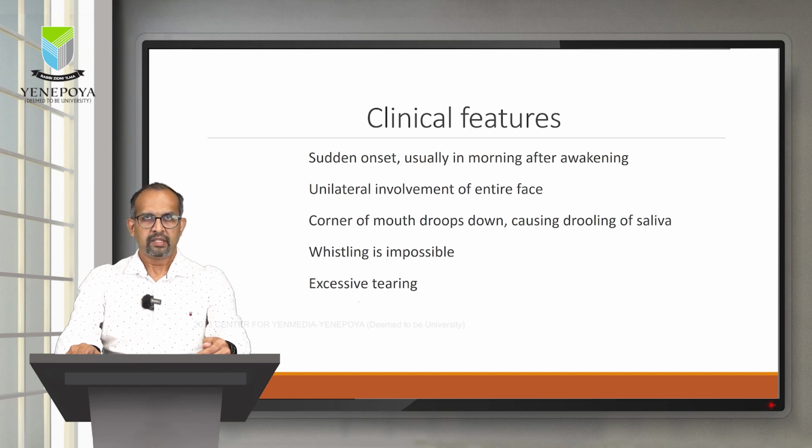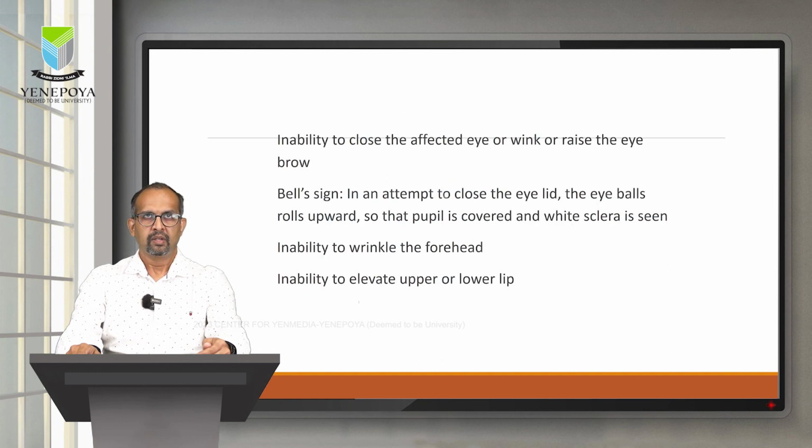The sudden onset, usually in the morning after awakening, is the commonest symptom of Bell's palsy. There is unilateral involvement of the entire face, one side of the face. The corner of the mouth droops down, causing drooling of saliva. Whistling or puckering is difficult. Excessive tearing is seen because of inability to close the eyelids. There is inability to close the affected eye, wink, or raise the eyebrow.